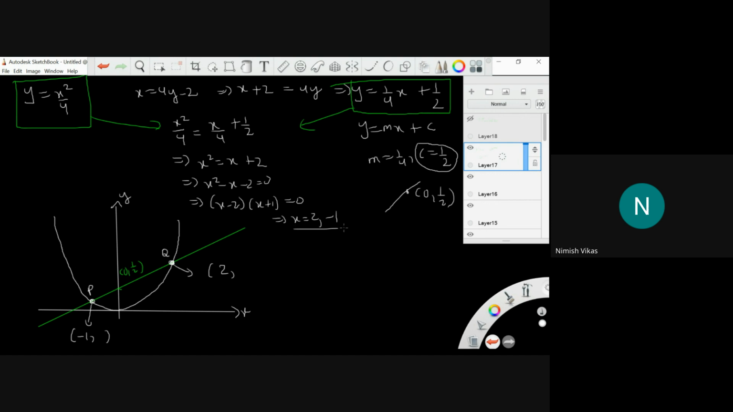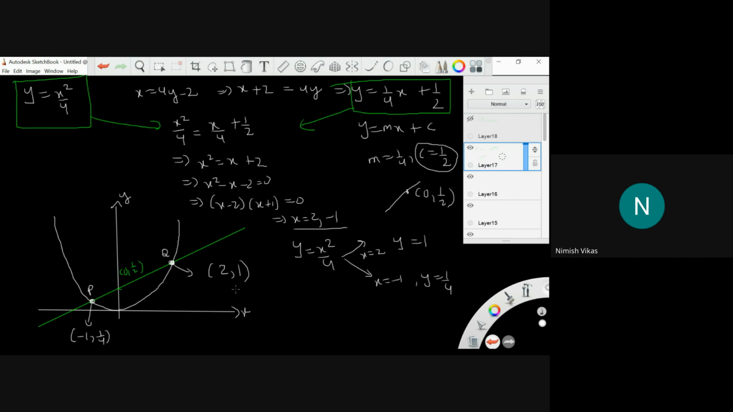Now x is 2, y is minus 1, and the points P and Q are lying on the graph y is equal to x square upon 4. So when you put x as 2, what is y? Y is 1. So this is 2 comma 1. Then we have x as minus 1. So y is equal to 1 upon 4. These are the points P and Q.